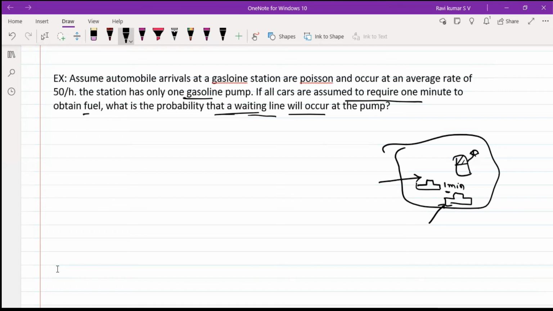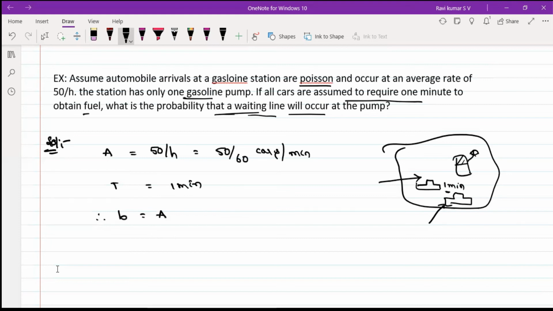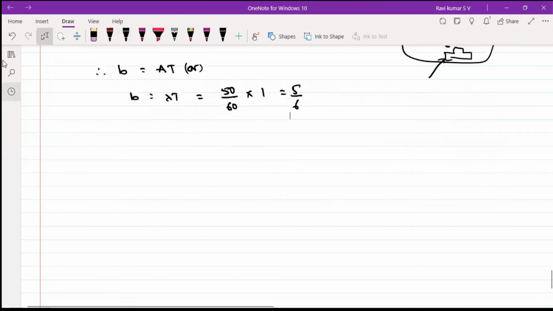Now I am taking the solution for this problem. Given the average rate is 50 per hour, I'm writing this in terms of minutes. First calculate the b value, since the Poisson density function is given. The average rate is represented as lambda t, so b is equal to lambda t. I'm taking 50 by 60 into 1, which is 5 by 6. So the b value is 5 by 6.